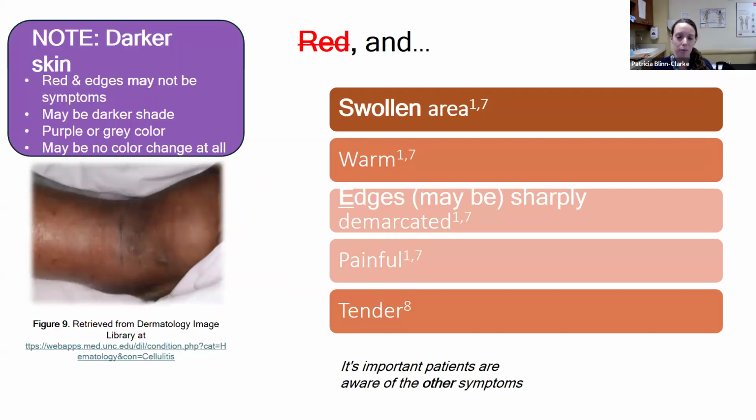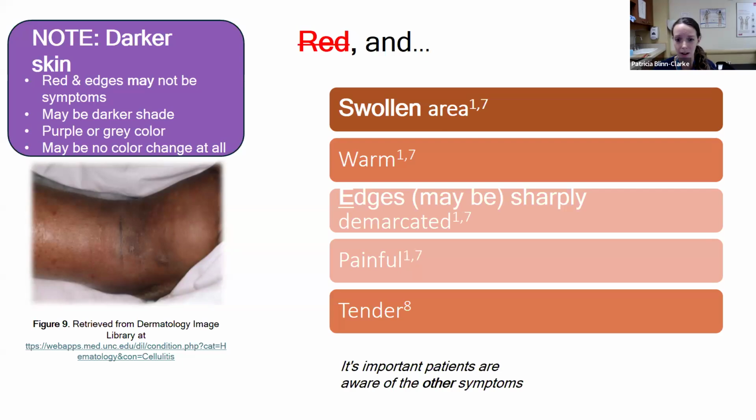And just a really important note when it comes to color, especially since redness is the symptom we talk about the most, this is not true for all skin tones. So for darker skin tones, it might not present as red. It might be a slightly darker shade of skin. It might be more of a gray or a purple color. Or for some people, there might be no color change at all, in which case it's more important to look out for these other symptoms that we just talked about.